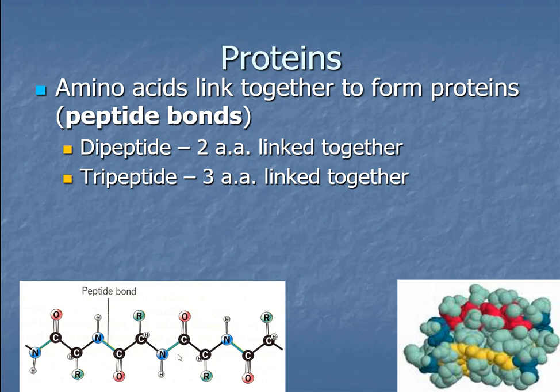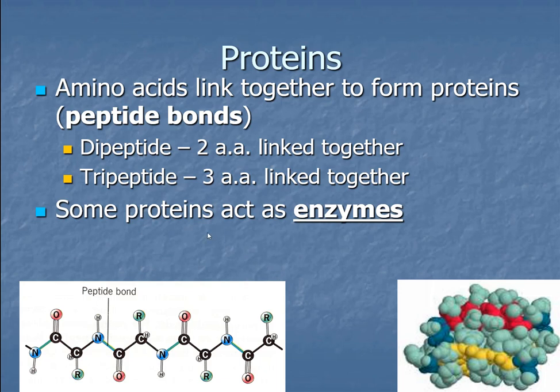But the way that these amino acids link together to form proteins, they link together via what are called peptide bonds. So amino acids link together to form proteins via these peptide bonds. So you can see there's multiple amino acids here, and they're linked together by these peptide bonds, which are denoted in green. So technically, if you want to talk about specific terminology, if you get 2 amino acids together, it's called a dipeptide. You get 3, it's called a tripeptide. It's probably just easier to think of them as proteins, and that's fine for the purposes of this class.